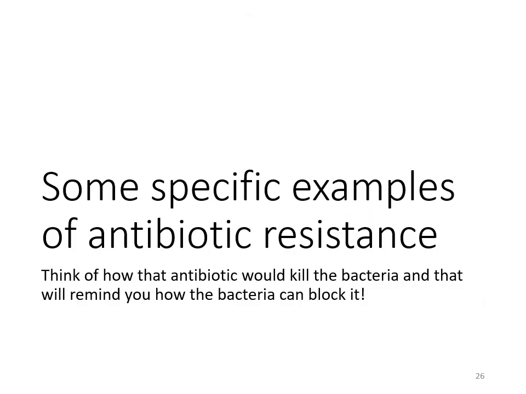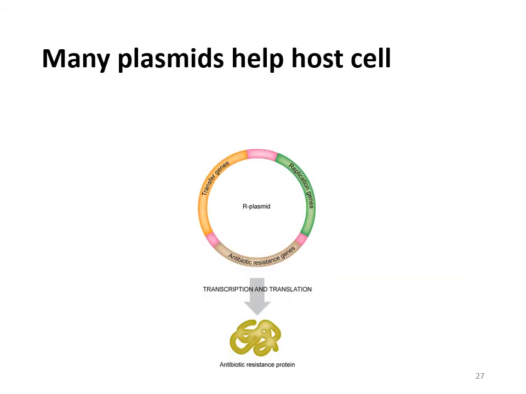Now, the last thing I want to do over here is to give you some specific examples of antibiotic resistance. And for each of these examples, the first thing that you have to do is think about how that antibiotic would try to kill the bacteria, and then think of how that bacteria would fight back. Now, before we go into each of those details, I want to mention one more thing, and that is how exactly do bacteria have these resistant mechanisms?